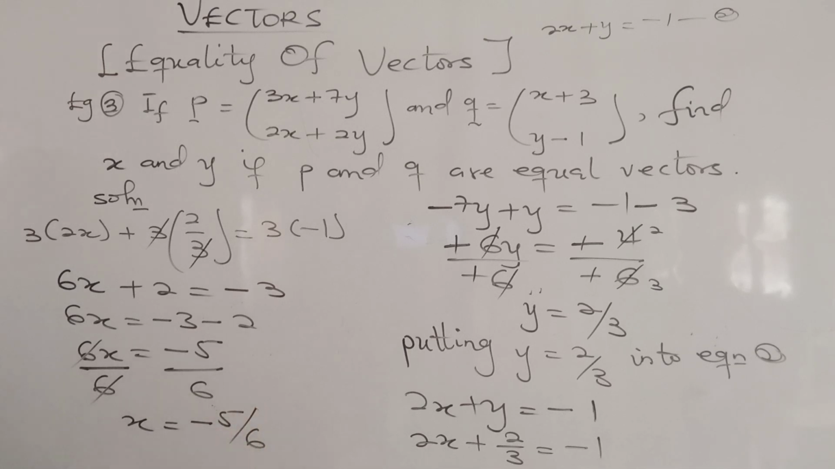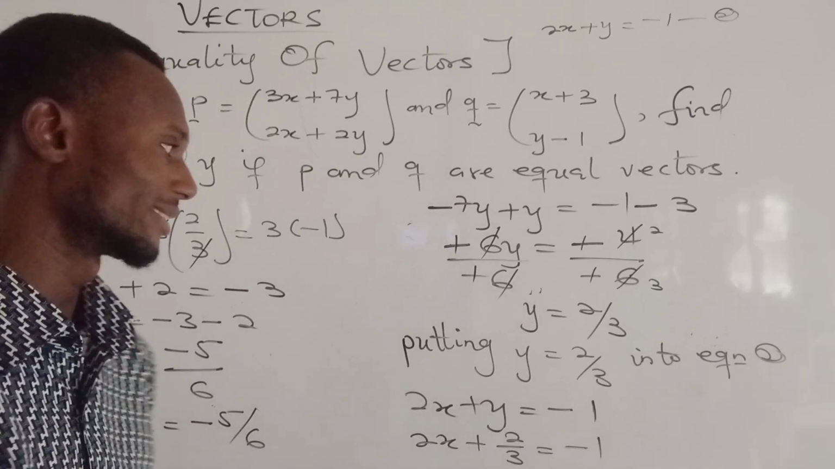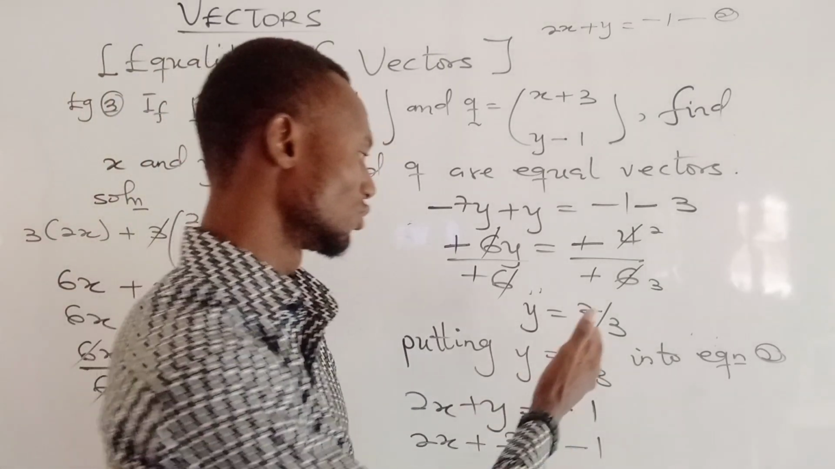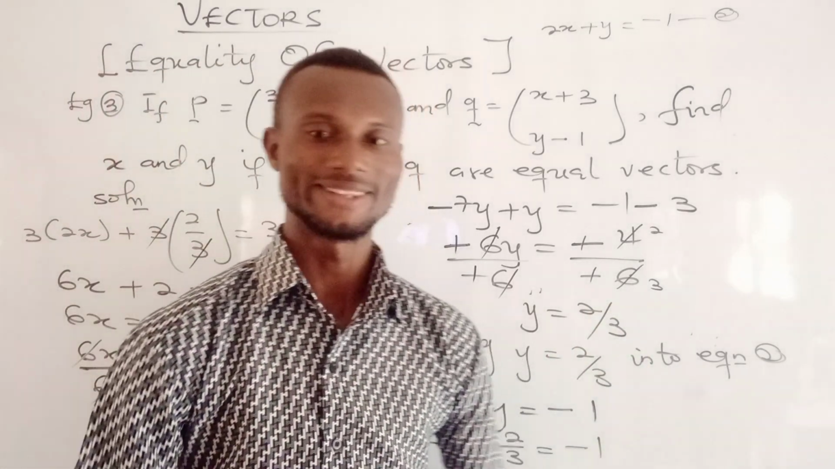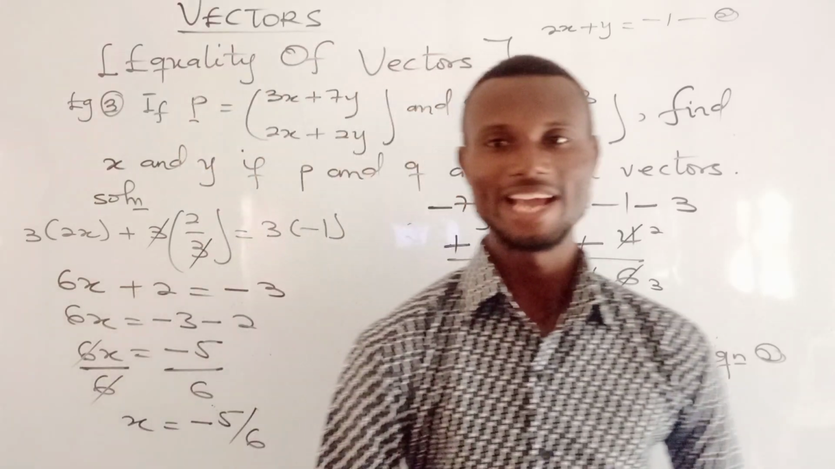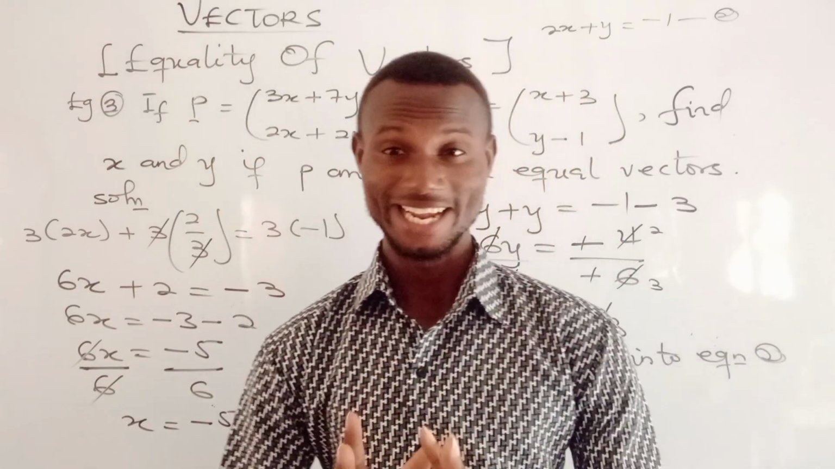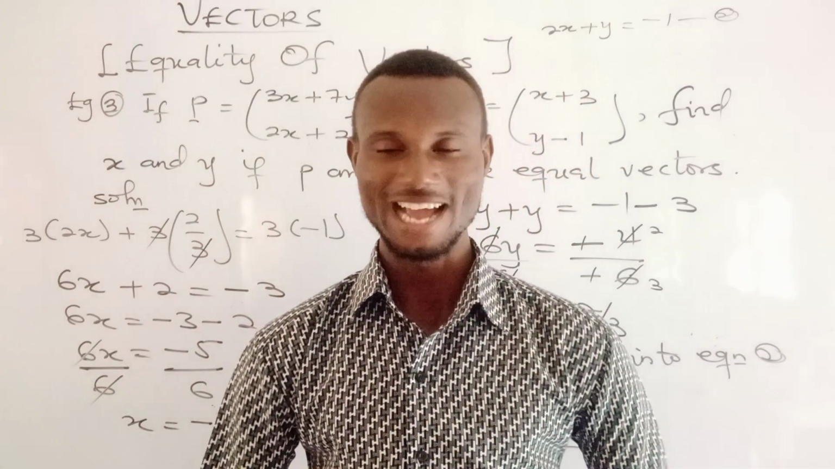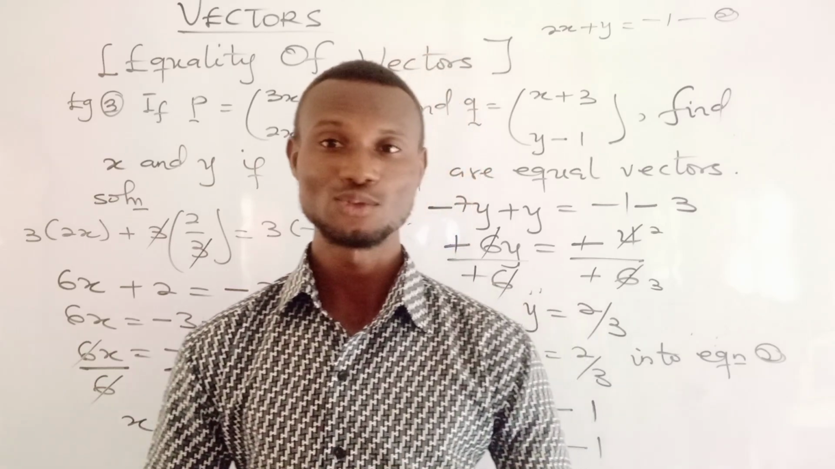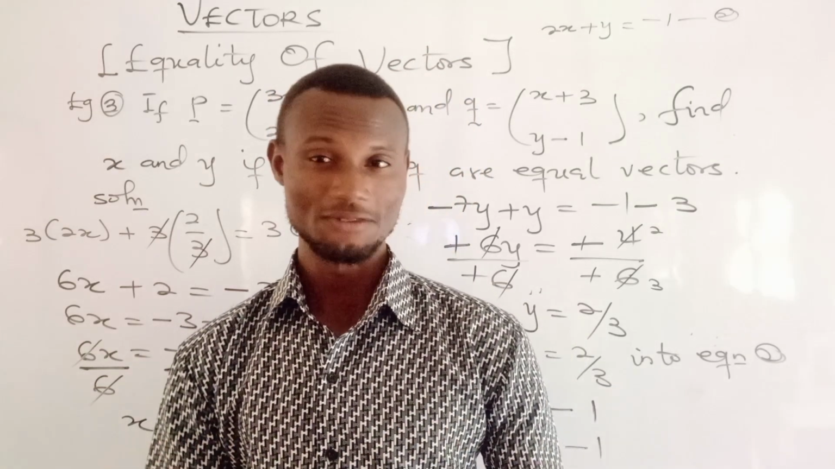So these are my final answers. My s is equal to negative 5 over 6 and my y equals 2 over 3. I hope the explanation was clear enough and you understood it as well. So this is how to handle equality of vectors.